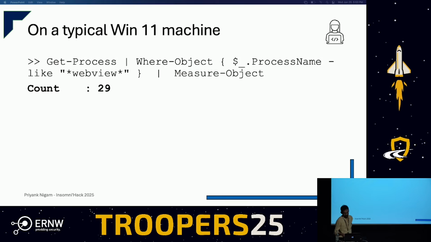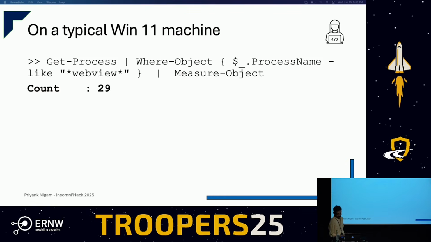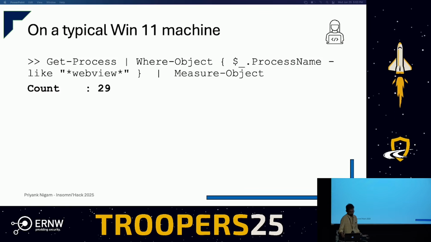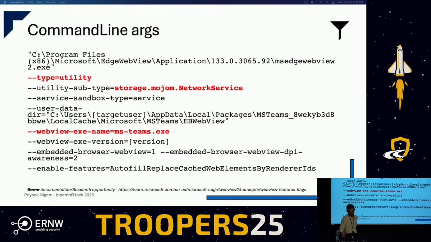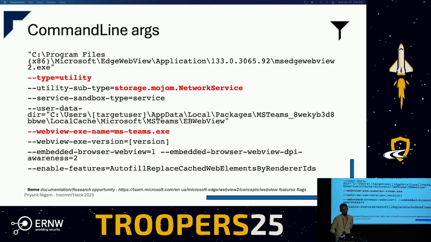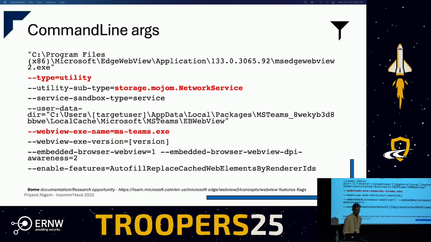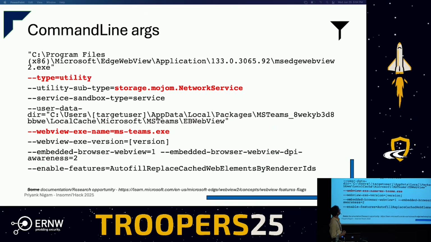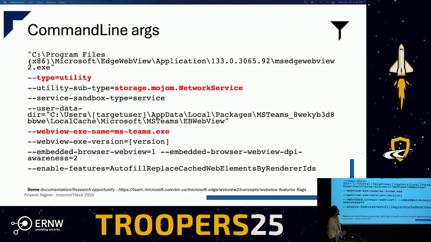On a typical Win11 machine, if you just do a Get-Process in PowerShell and filter it by WebView, you'll see something in the order of 30s actually. This is actually less. And then if you dive into the command line arguments of those processes, we discovered some interesting stuff. This is the utility process, which was one of them in the sub-process list. The subtype is very interesting. This is from the Chromium project: it's storage.mojom.NetworkService. And you can see the parent process which spawned this was Teams.